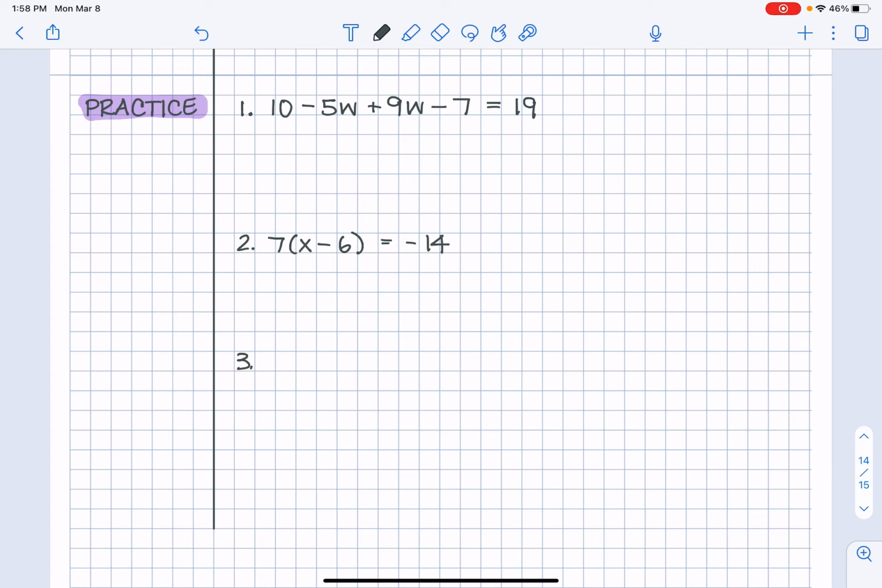Number 3, let's make this a little more complicated. Let's do 7 3k minus 2 minus 13k equals 82. All right, those are your 3 practice problems.